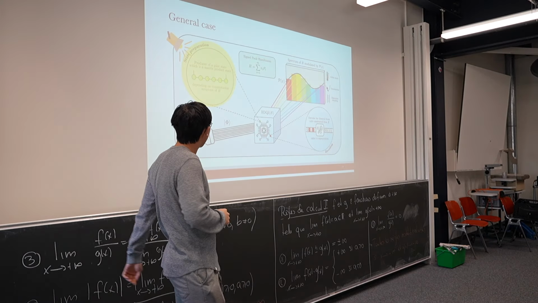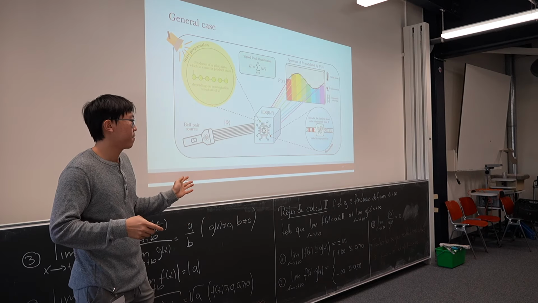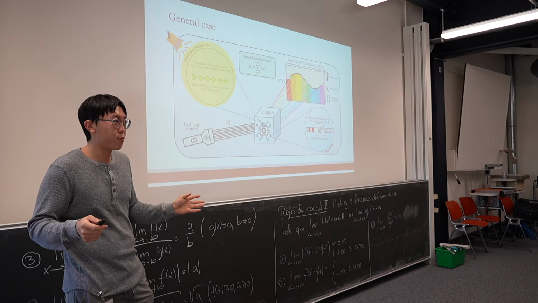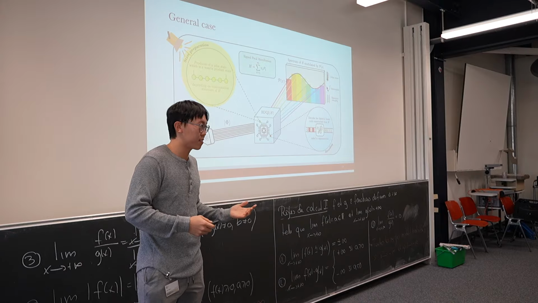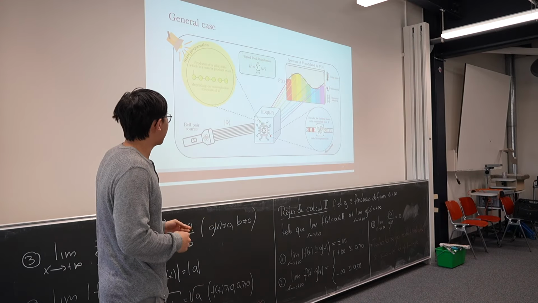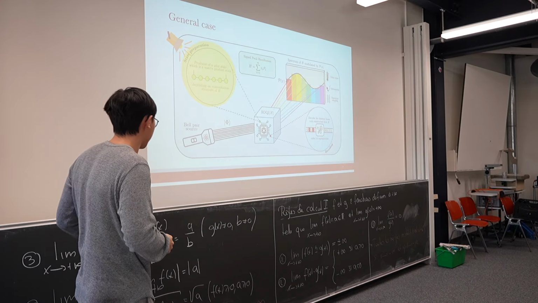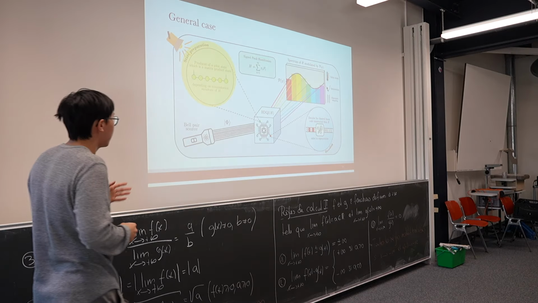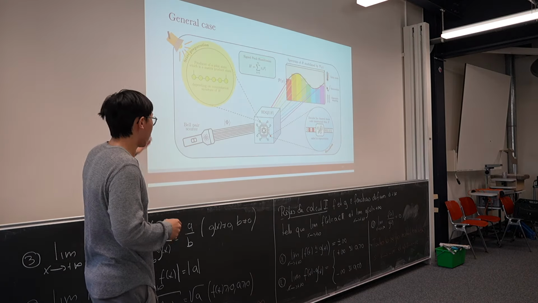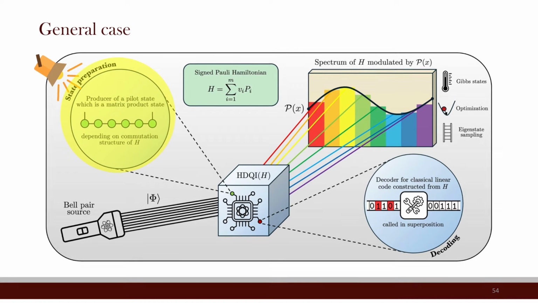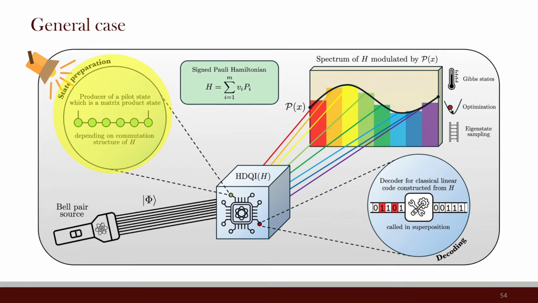So that's it for the commuting case. What about the general case? Can we go beyond commuting Hamiltonians? The answer is yes, but it turns out that when you have non-commuting things, you have to do much more work to prepare the pilot state. It's not this simple superposition over Dicke states that I mentioned before.